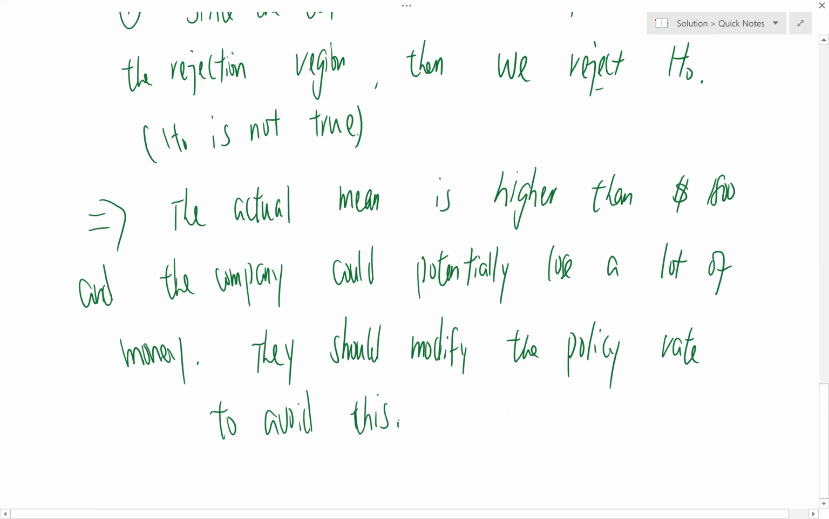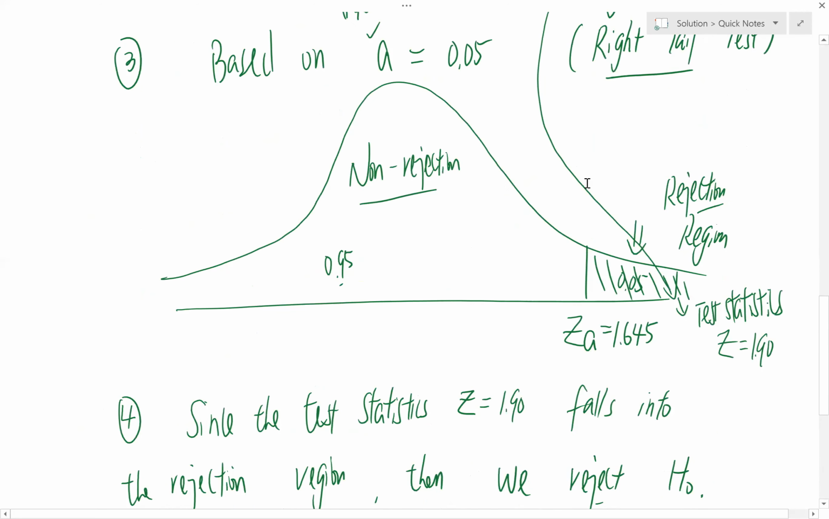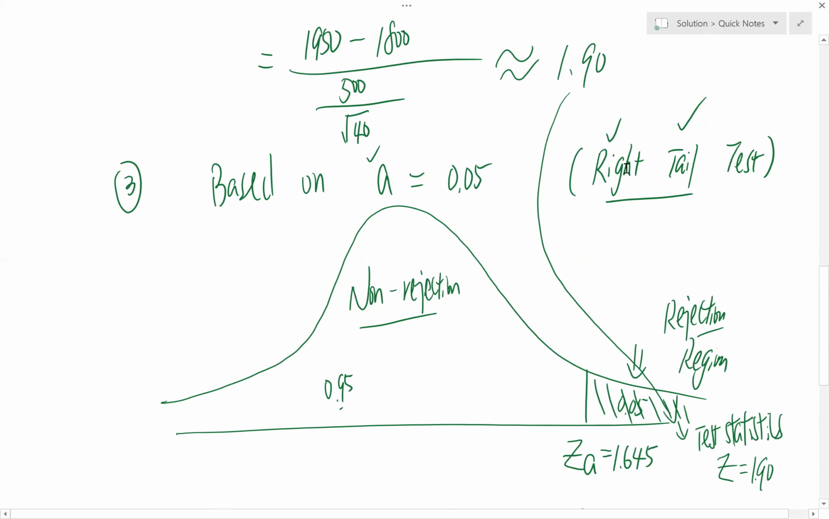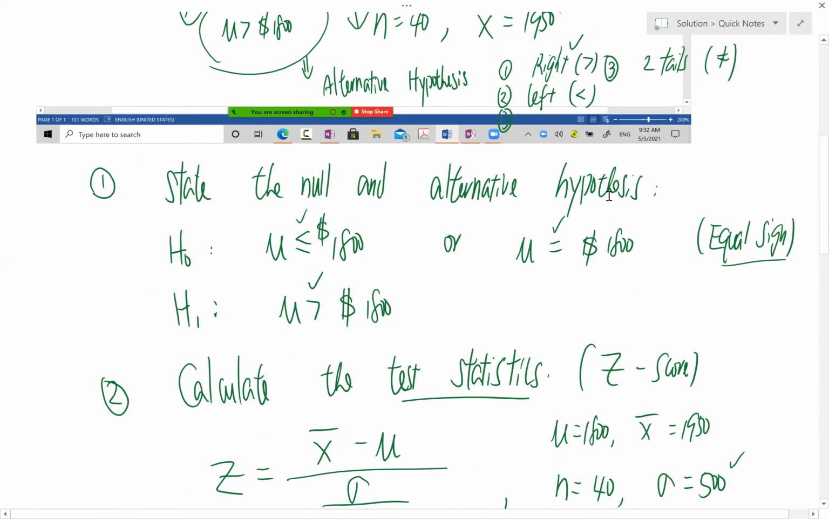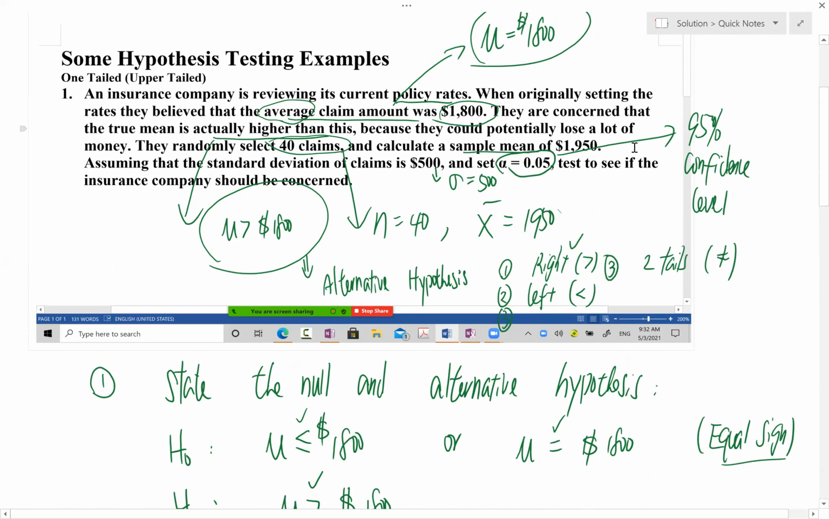So again, hypothesis testing is just a tool to guide a lot of operations or business decisions. It's heavily used in the business field, and a lot of companies hire statisticians to run analyses that help them determine whether a project is profitable or not, and they make decisions based on that, or maybe adjust the price, in this case the policy rate, so they could stay in business.